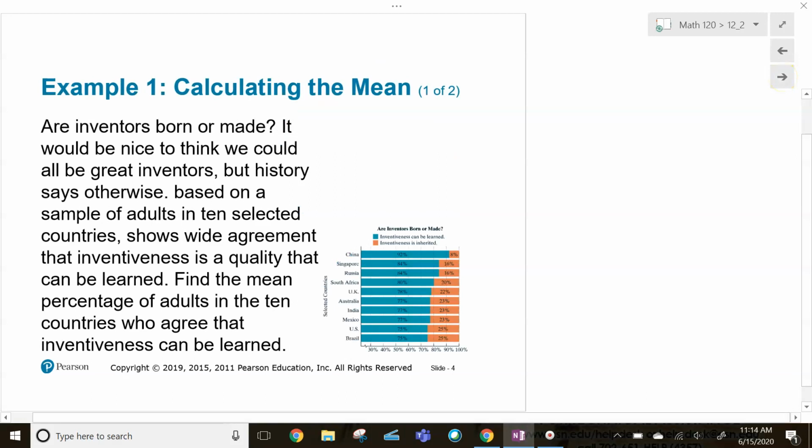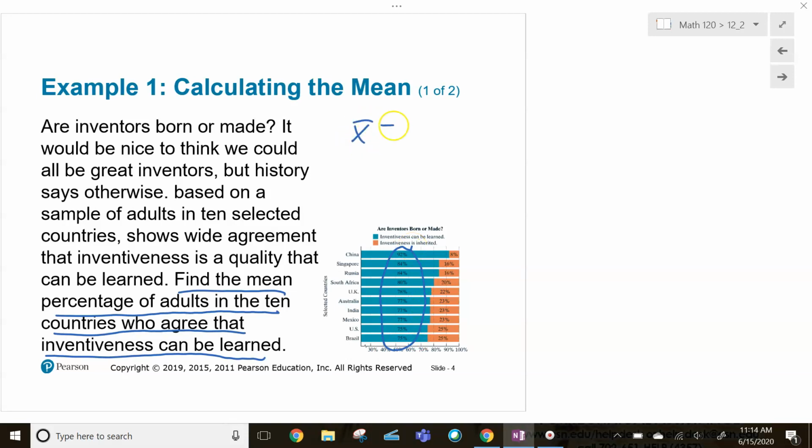Okay, so let's do it here. Are inventors born or made? This is a sample of adults in 10 selected countries, and it shows wide agreement that inventiveness is a quality that can be learned. Find the mean percentage of adults in the 10 countries who agree that inventiveness can be learned, which is in blue here. So I'm taking these data items. My mean would be, I'm going to take China's 92%. They agree that inventiveness can be learned.